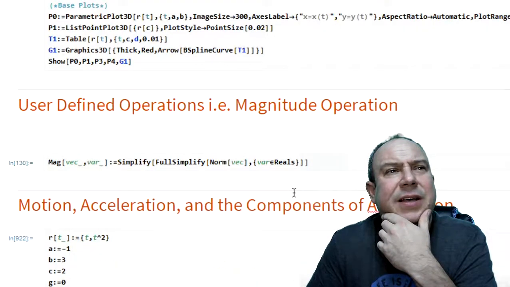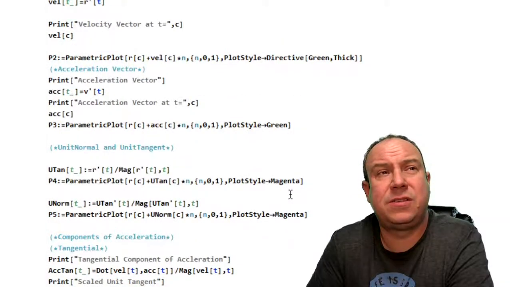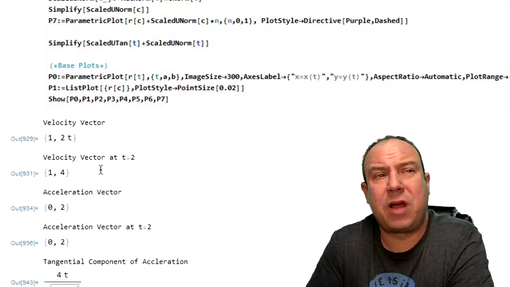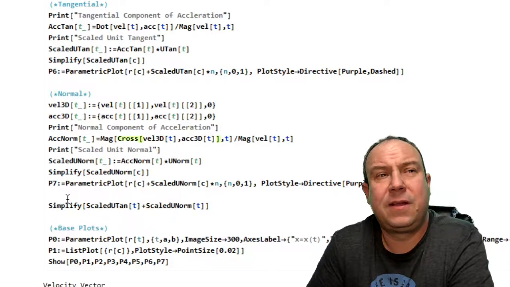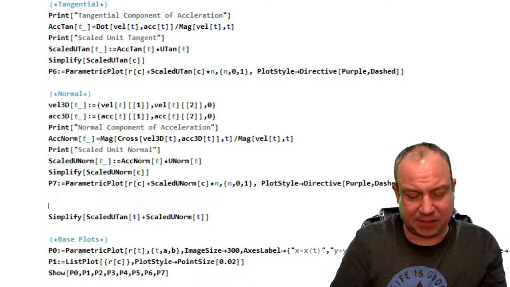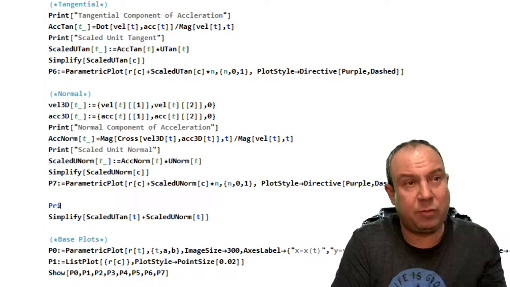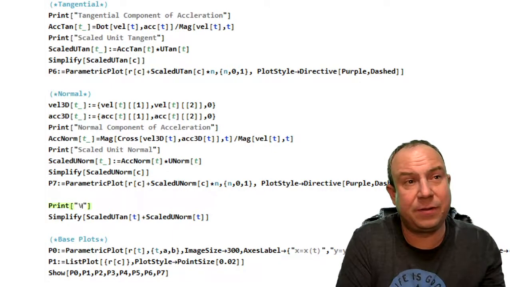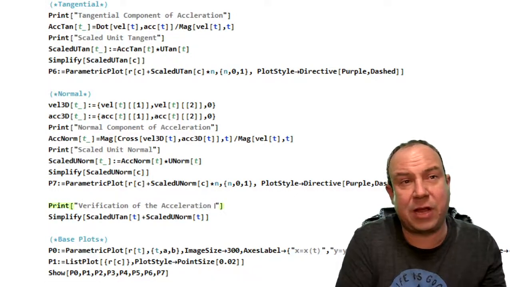But you can see I like programming. I like programming in Mathematica. Notice what we did here. We built this little program, and it tells us quite a bit. What did we build here at the end? This is our verification of the acceleration summary.